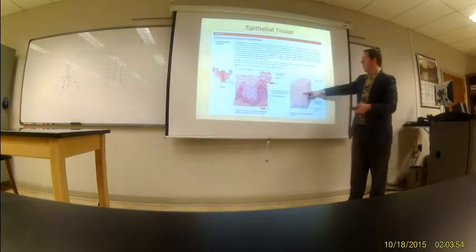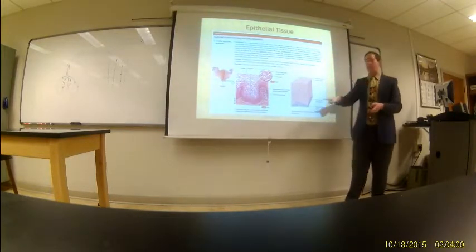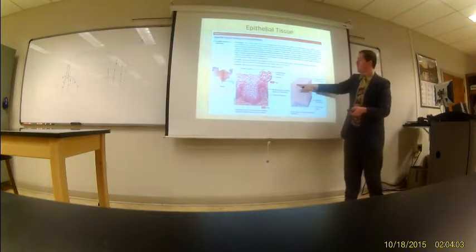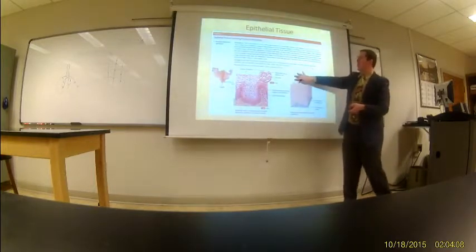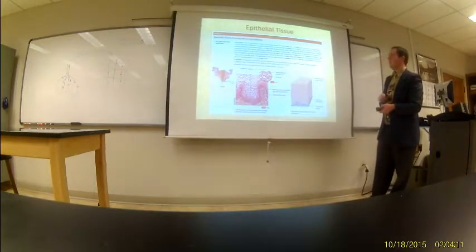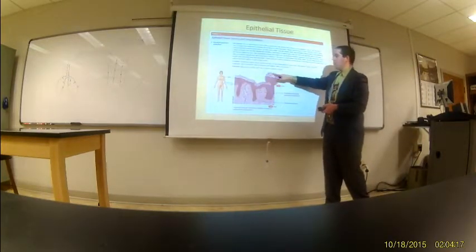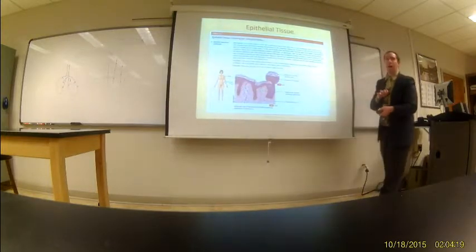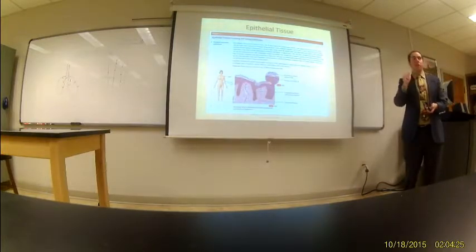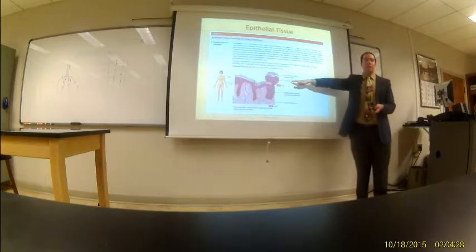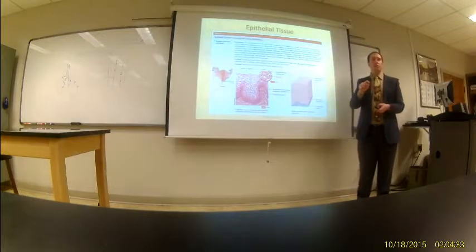We have multiple layers of cells. The top layer is flat. Stratified because we have multiple, squamous because the top layer is flat, and then there is no keratin up here. So the skin, again, we have multiple layers, but then we have this extra layer of keratin on top. What was the last one called? They're both stratified squamous. This is keratinized stratified squamous. This one is non-keratinized stratified squamous.